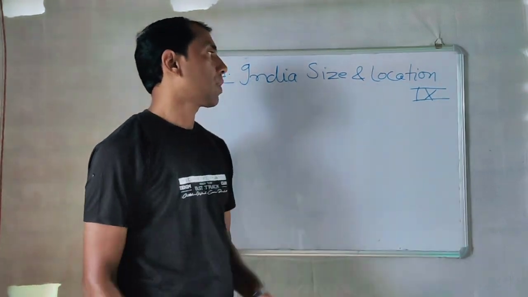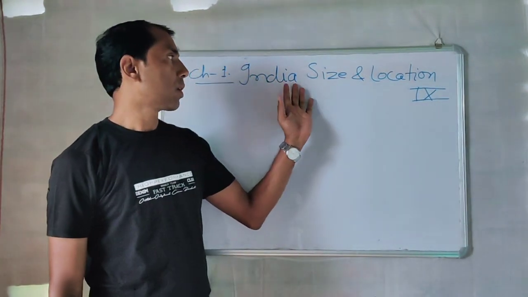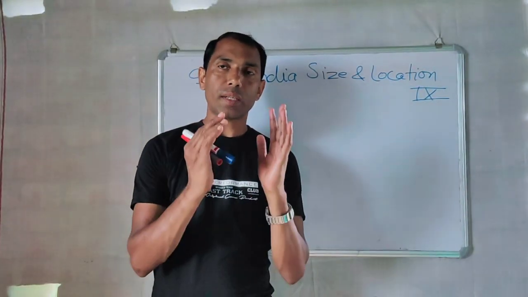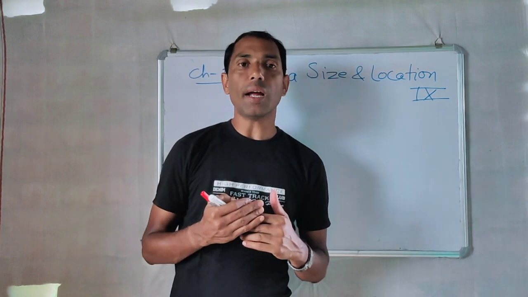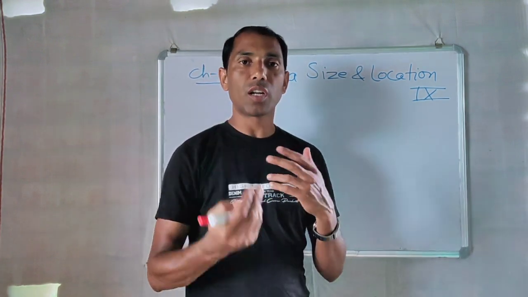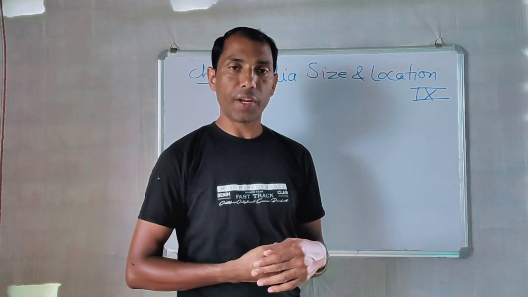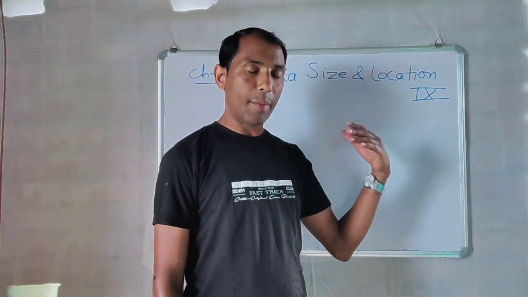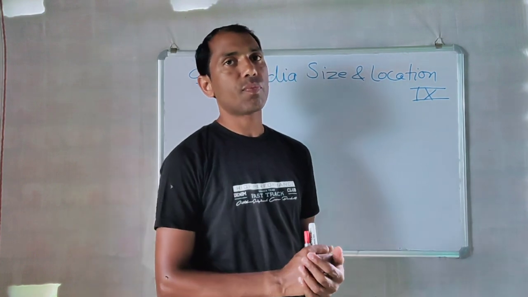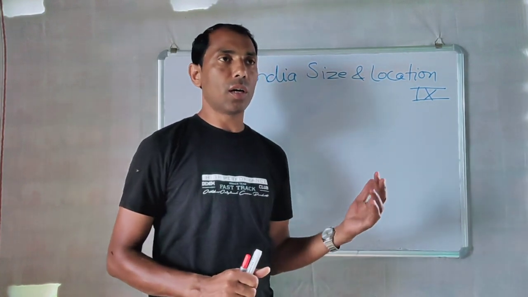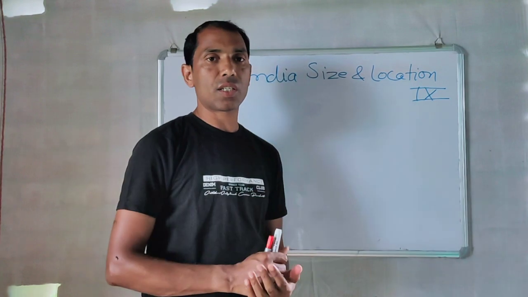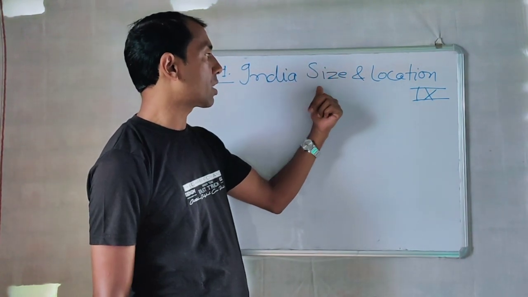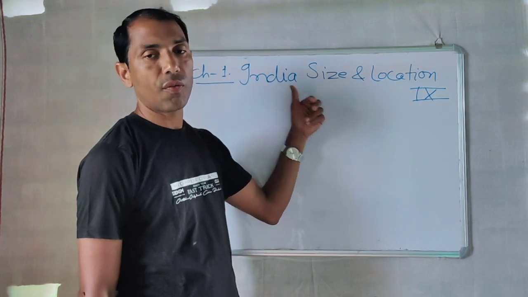My dear friend, in this chapter we will see what are the latitudinal and longitudinal location of India. In which hemisphere it is lying, as well as we will see all the coastal areas. As well as we will discuss the size of India.